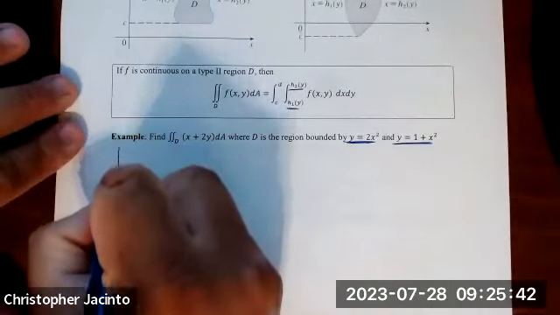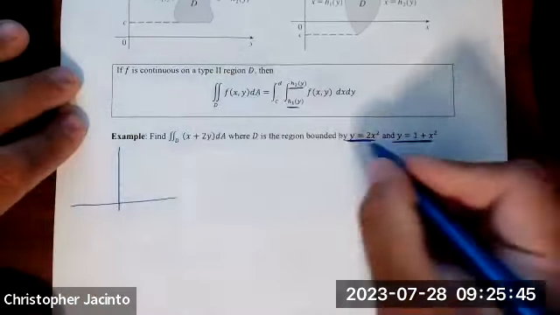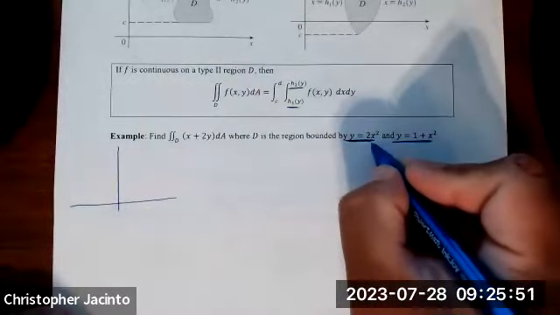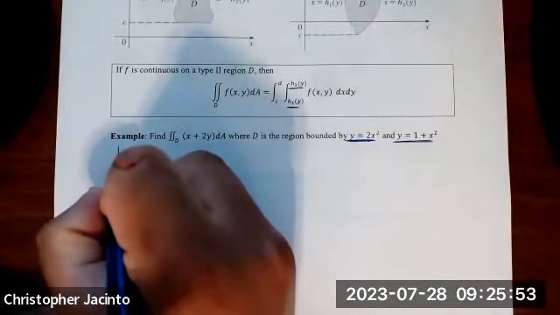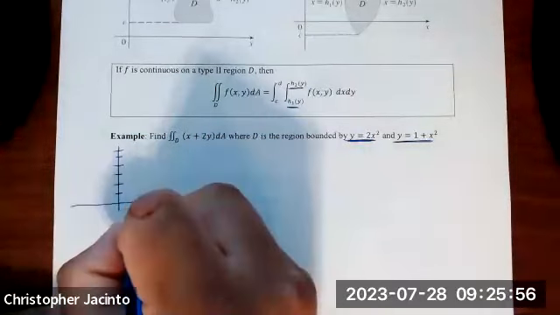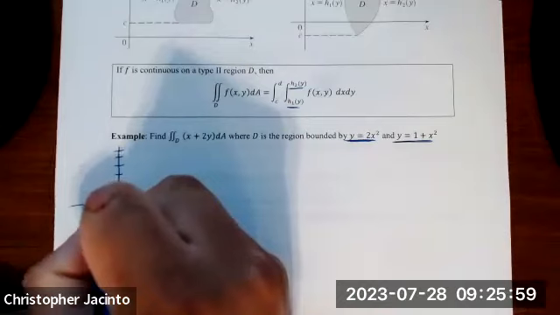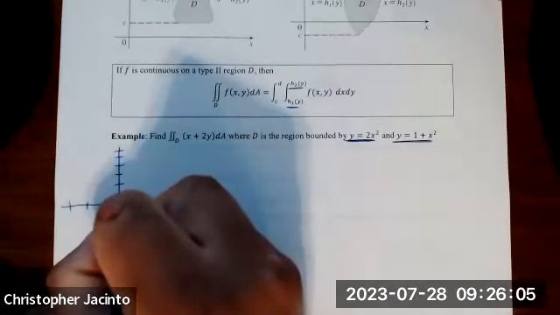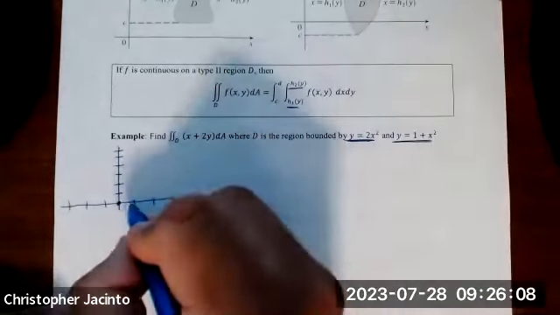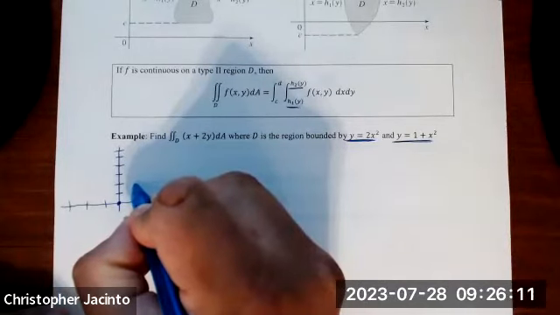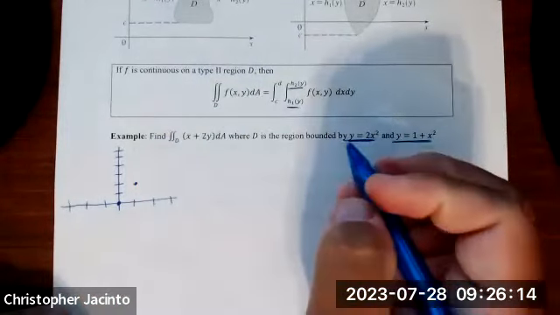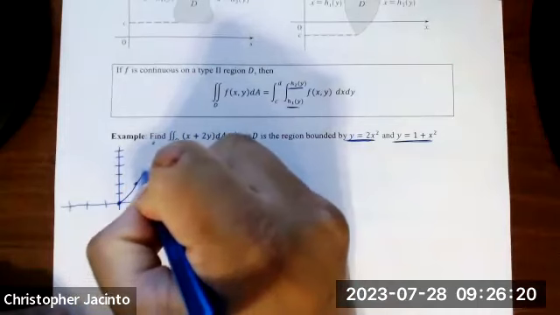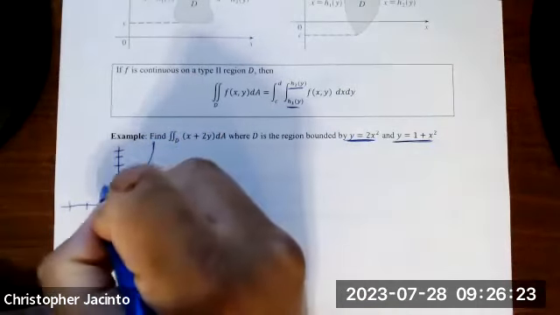So I'm just going to quickly draw it here, and we'll graph both graphs. First we'll graph y equals 2x squared. Plug in 0, you get 0. Plug in 1, you get 2. Plug in 2, you get 8, so way up here. It just shoots up. It's a parabola. And same thing on the other side.